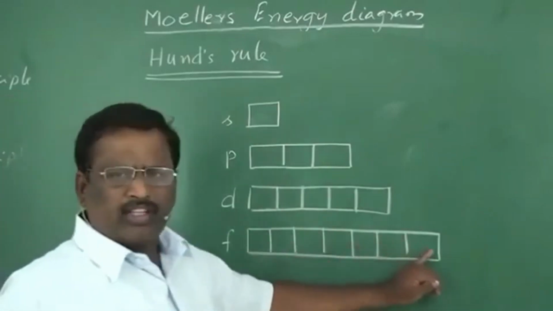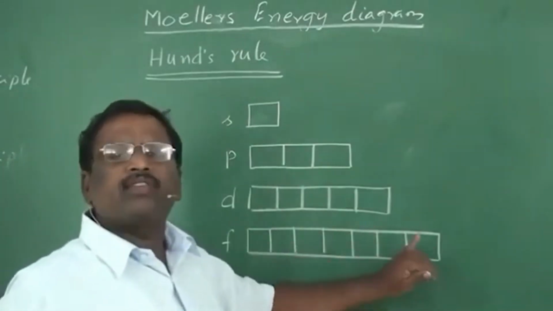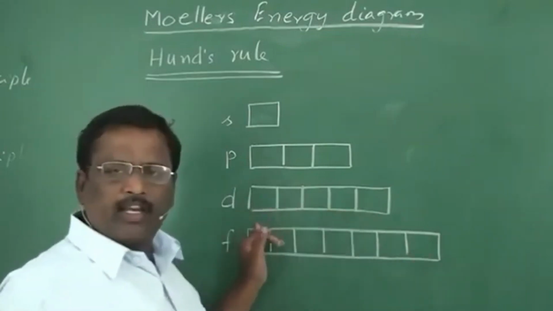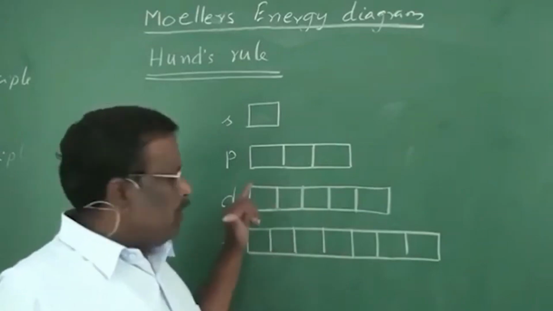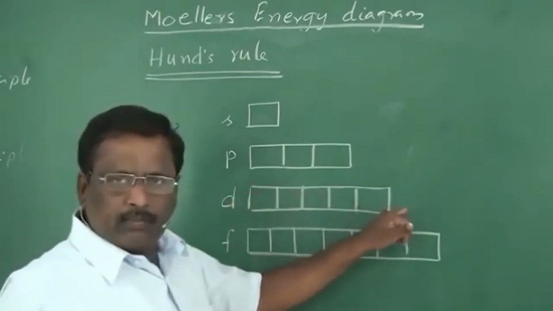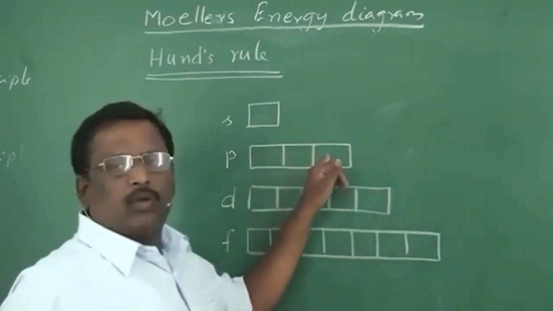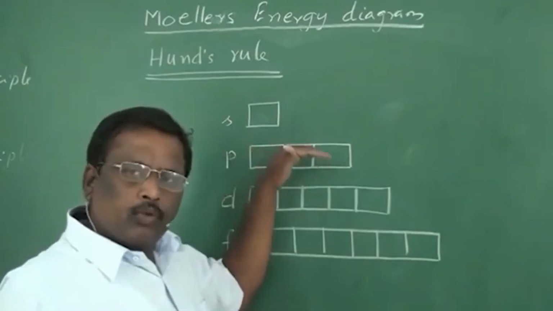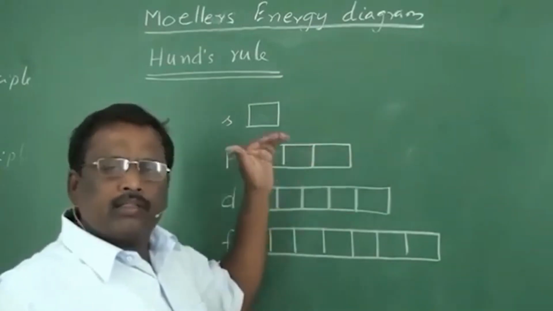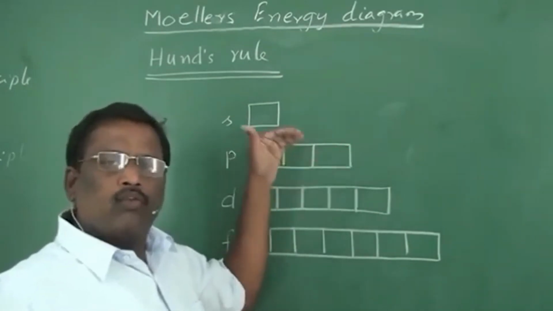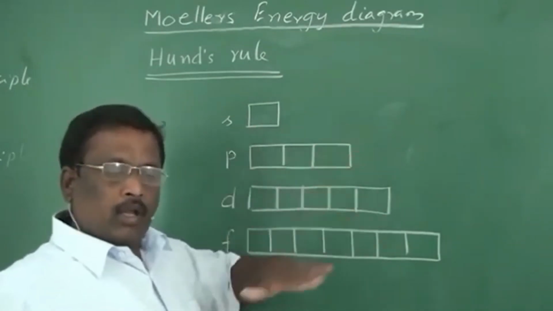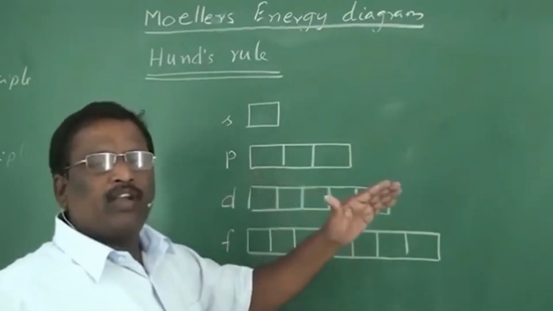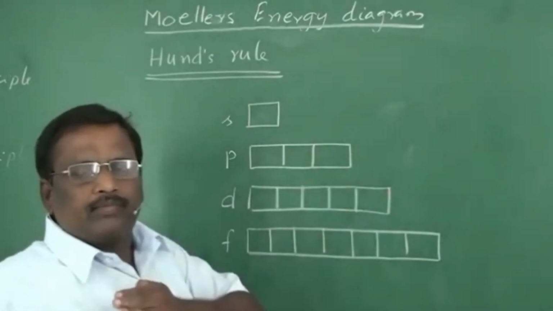All 7 f orbitals, whether it is 4f or 5f, will have the same energy. All 5 d orbitals, it may be 3d, 4d, 5d or so on, have the same energy. All p orbitals will have the same energy. That means all 3 2p orbitals, all 3 3p orbitals, all 3 4p orbitals. It doesn't mean that 2p and 3p will have the same energy. 2p will have one energy and 3p will have another energy.